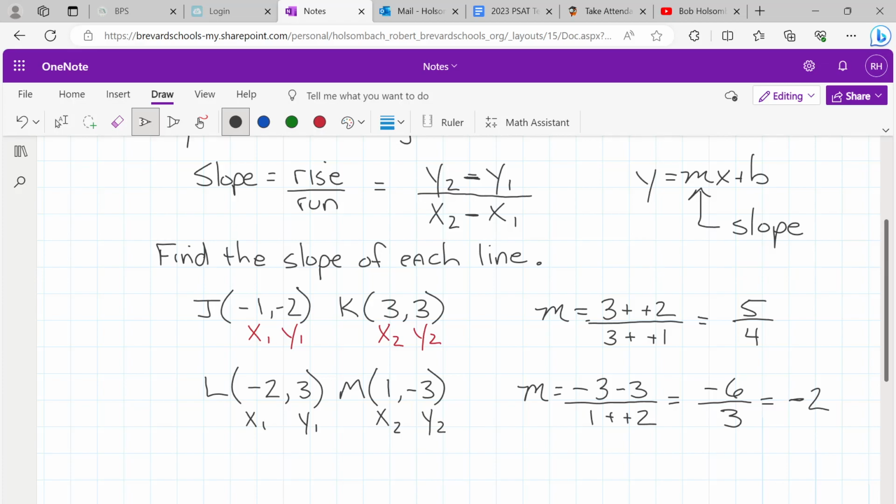Any questions on finding the slope of a line when you're given the line on the coordinate plane? All right.